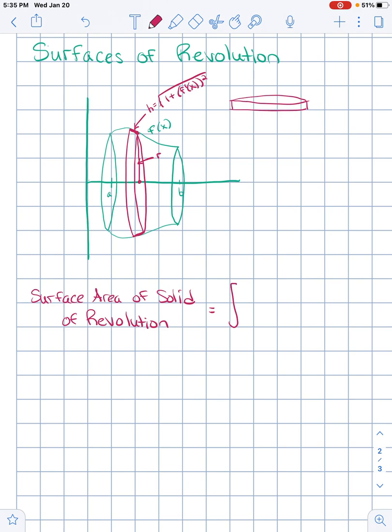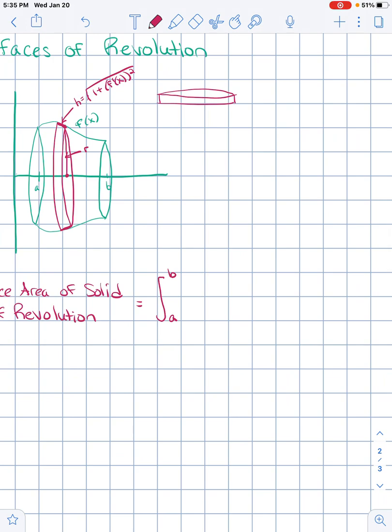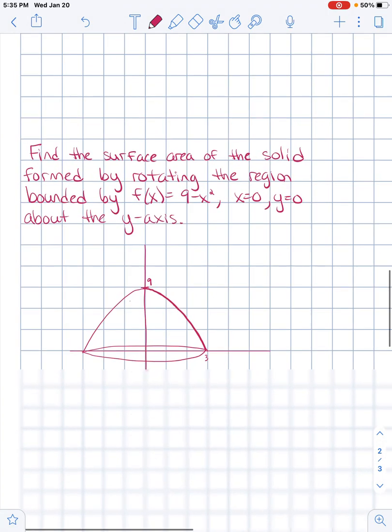To do that, we're going to integrate because we're going to have a bunch of these cylinders added together. If we go from a to b, we're going to take the surface area of that cylinder, which is 2 pi times the radius, whatever that happens to be, times the height, which will be the arc length of the function, dx. Okay, so that's how we find the surface area of a solid of revolution. Let's do an example.